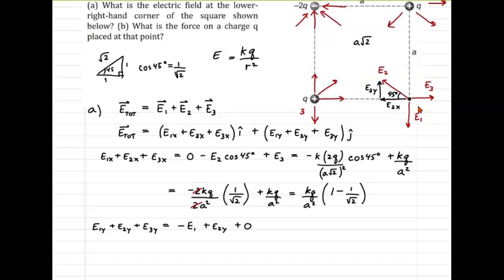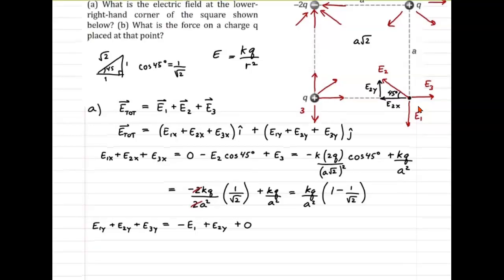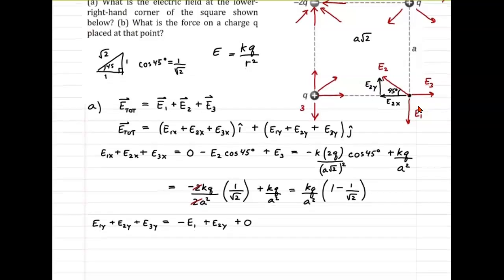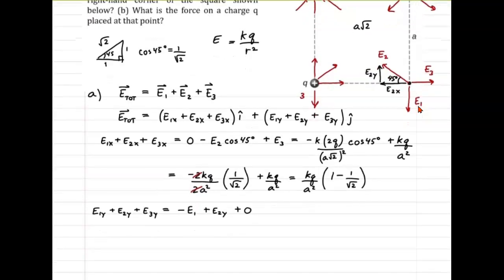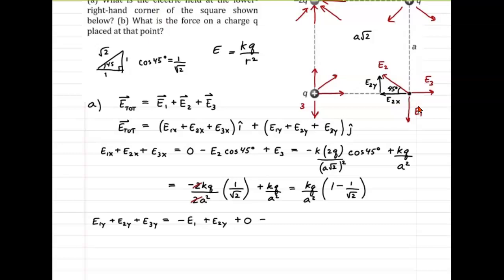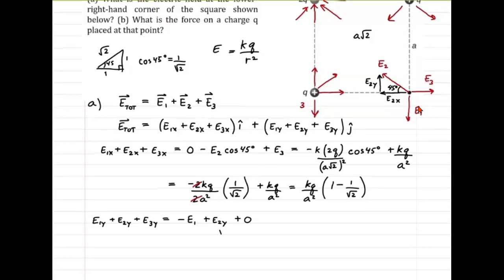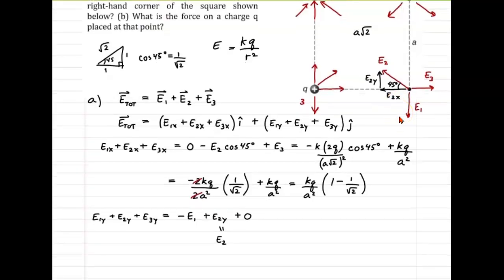Okay, now just like before, we'll write down for E2y, it's going to be equal to a hypotenuse times sine or cosine. Okay, so in this case, since E2y is opposite 45, it'll be sine. E2 sine of 45 degrees.